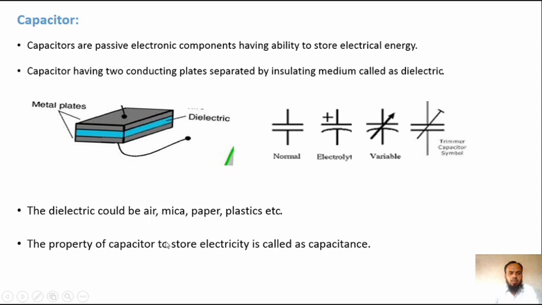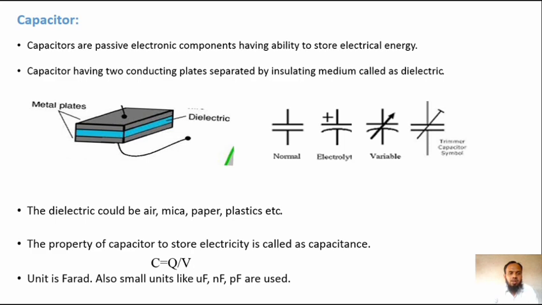The property of the capacitor to store electricity is called its capacitance, and it is given by the equation C equals Q by V. The unit of capacitance is the farad. Also, smaller units like microfarad, nanofarad, and picofarad are used.